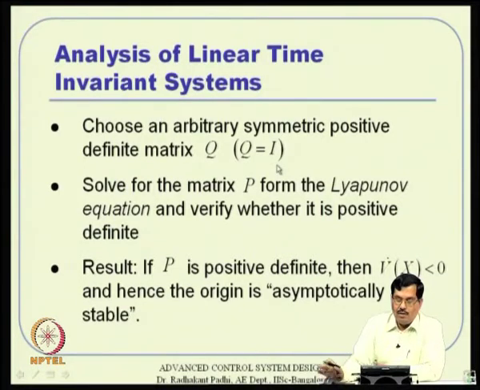So, I just select Q equal to identity, then solve for the P matrix using the Lyapunov equation and verify whether it is positive definite or not. And if P is positive definite, then V dot is guaranteed to be negative definite, and hence the origin is asymptotically stable. And as I told before, looking at those eigenvalue properties, and invoking the Rayleigh inequality, you can show that the system is exponentially stable.